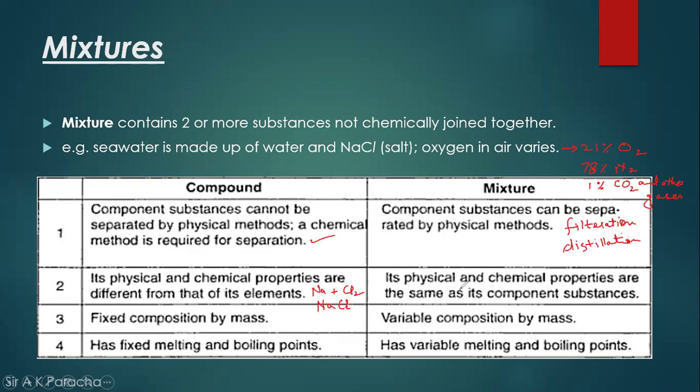A compound has fixed composition by mass, while mixtures have variable composition by mass. The composition usually is 78% nitrogen, 21% oxygen in air, but it can change. As I told you guys, if I put a lot of people in one room and close all the windows and doors, what will happen? Suffocation will happen. And what is suffocation? Suffocation is an experience when your body cannot absorb or is not provided with the oxygen required. Then you feel suffocated.